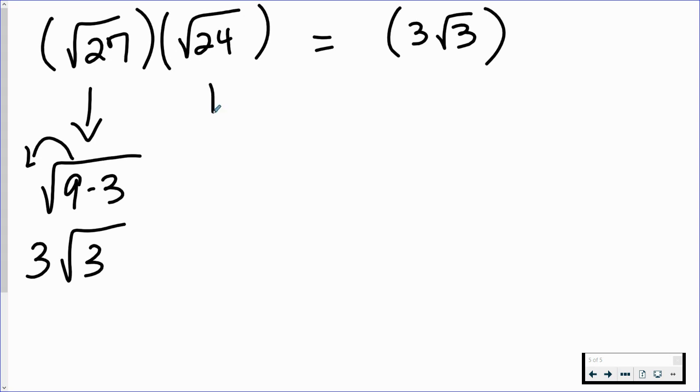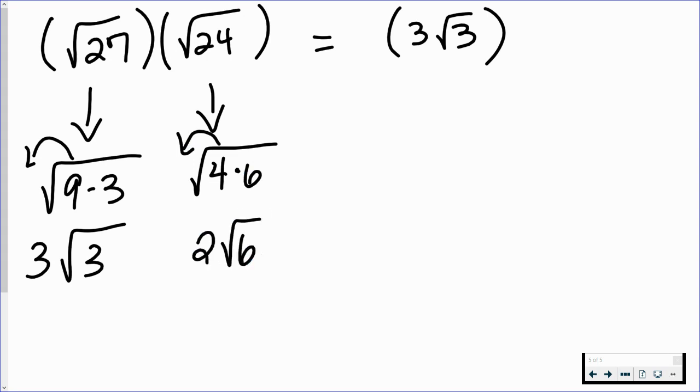All right, now let's take a look at the second one. Square root of 24, we haven't done that one yet. 24, we can say is 4 times 6. Take out the square root of 4, which would be 2, and that leaves the 6 inside. Cannot break that one down anymore because 6 is just 2 times 3. There's no perfect square in there. So the second one is 2 square roots of 6.